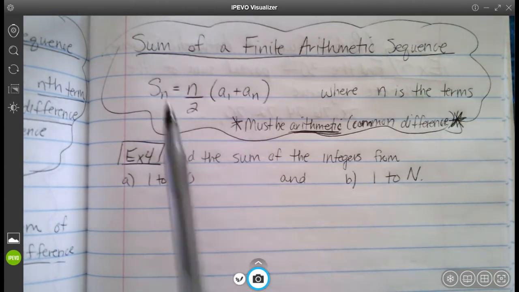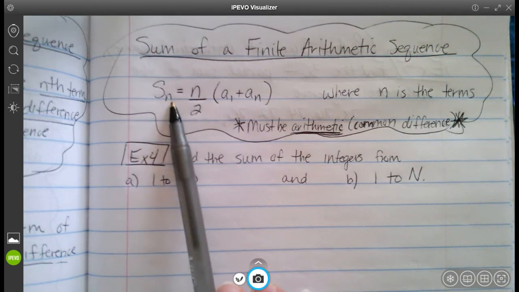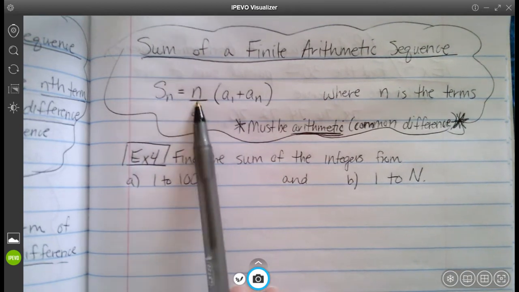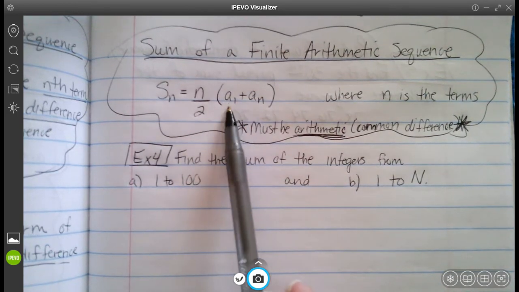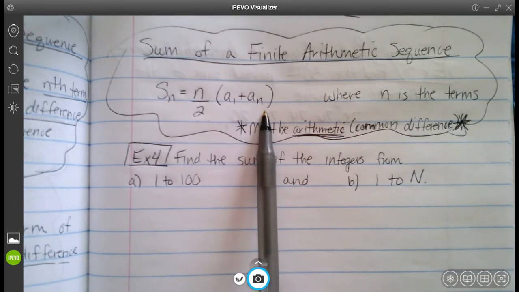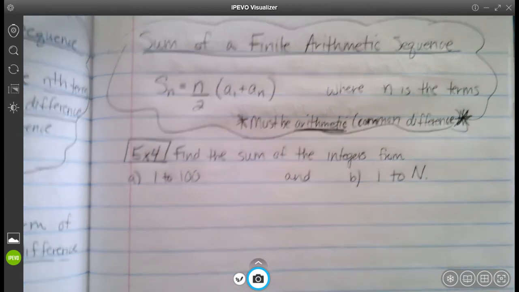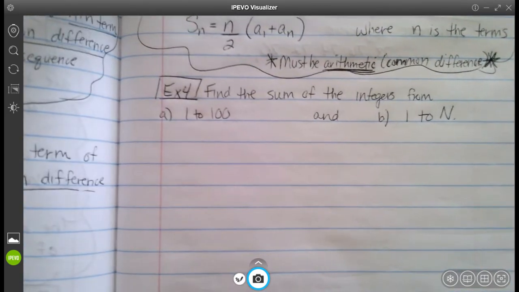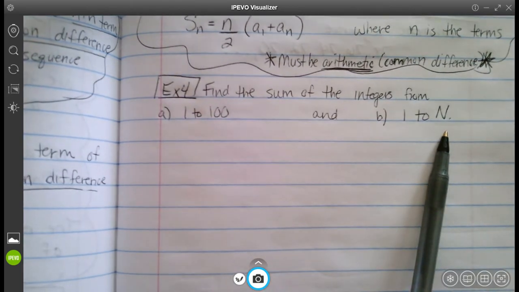Okay. The formula for the sum of the sequence that you're looking for is going to be n, the number of terms that you're looking at, divided by 2, and then you add the first term and the last term, and that's it. So let's look at an example. We have find the sum of the integers from 1 to 100 and from 1 to some random number n.